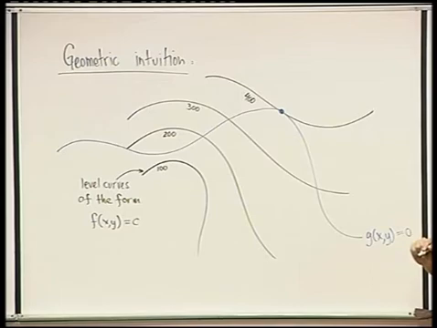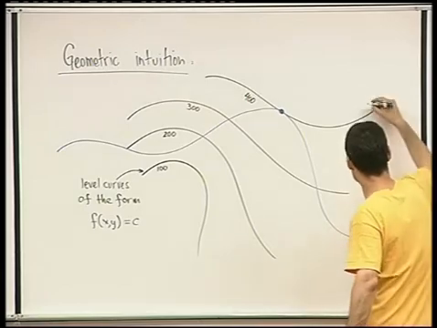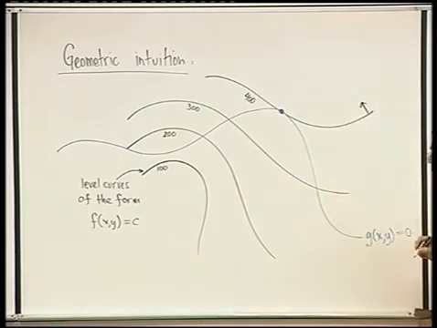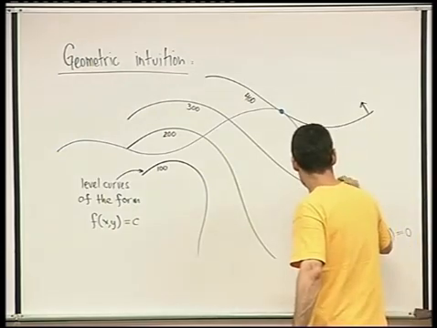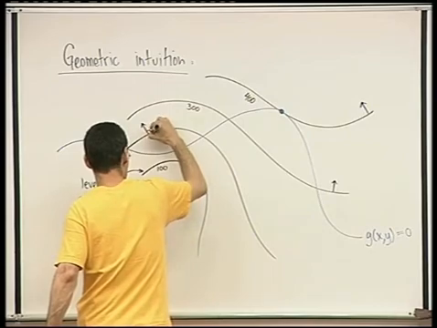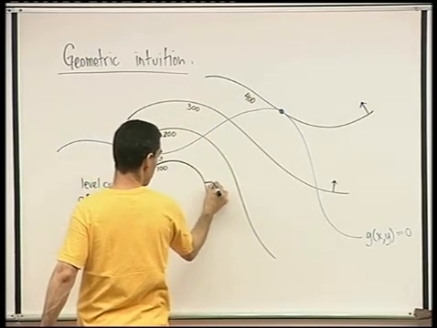Hint, level curves. Exactly. The gradient of a two-variable function is always perpendicular to the level curve at every point. Okay? So at every point that I look at, the gradient is perpendicular to the level curve. Here, and here, and here. At every point, the gradient is perpendicular to the level curve.